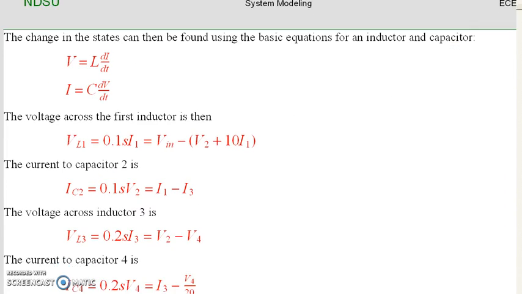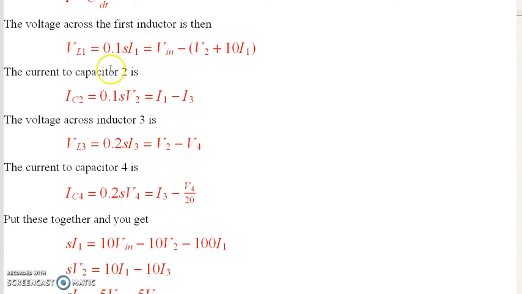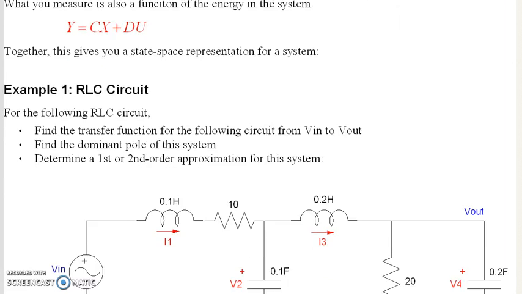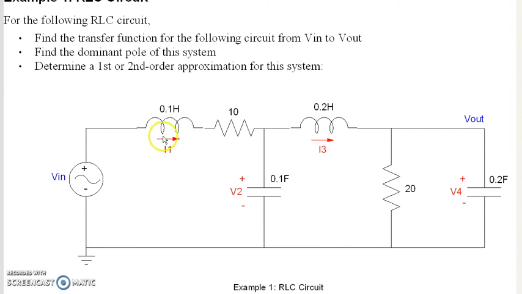So again, if you write the equations for the voltage across the first inductor, I get an equation in terms of the input and the voltages and currents, the states. Current on the second capacitor, likewise. Let's go up a bit. This voltage is Vin minus this voltage, which is 10 I1 plus V2. This current is the current in, I1, minus current out, I3. This voltage is V2 minus V4. And this current is I3 minus this current, V4 over 20.